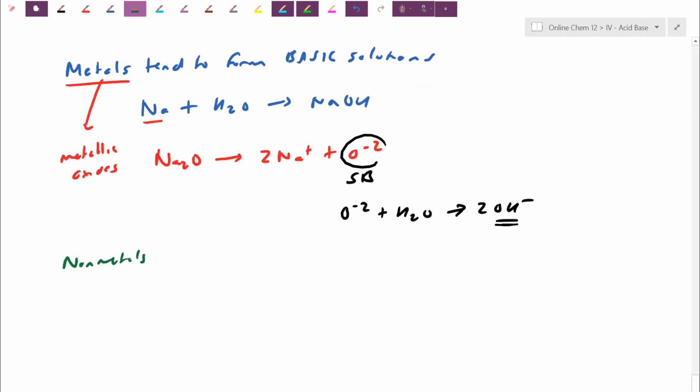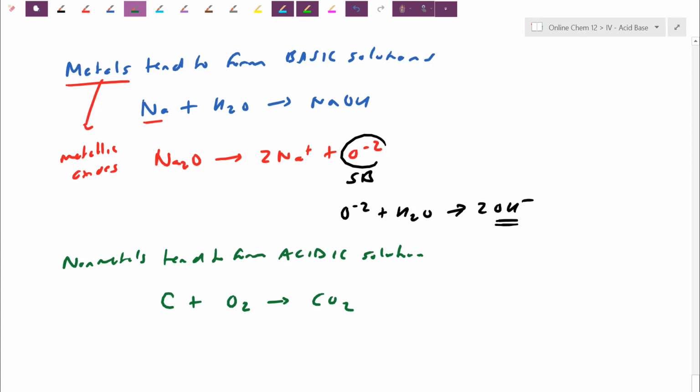Non-metals tend to form acidic solutions. And usually this is just a multiple choice question. They're going to give you 4 chemicals. Which of these are acidic? Usually 3 of them will be one type. You just choose the other option because they can't all be right. So non-metals, we can do a reaction. Let's say carbon can react with oxygen and become CO2, right?